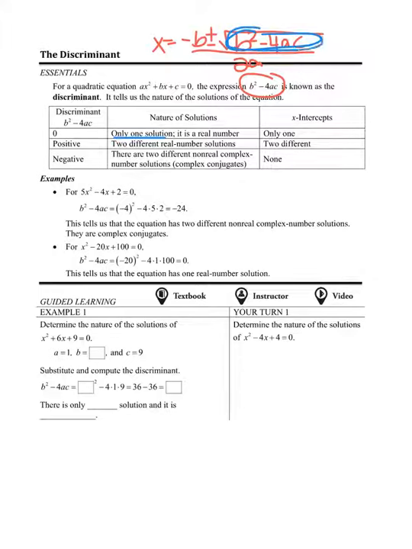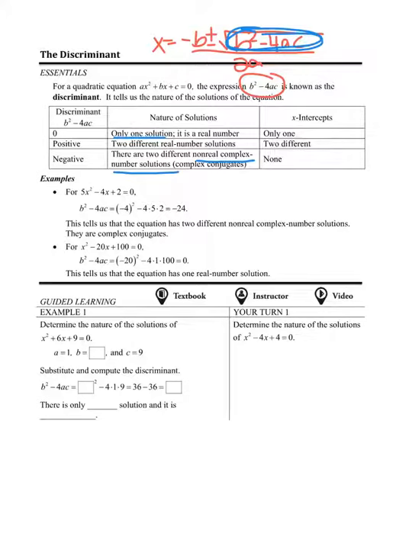If this part under the radical, your discriminant, is positive, then you get two real number solutions, and you have two different x-intercepts. And if it's negative, remember anytime you have a negative under a radical, you get an imaginary number. So there are two different non-real complex number solutions, meaning you'll have an i in there. So you can use the discriminant to tell you what kind of solution you'll have, and how many, if you'll be getting one or two.